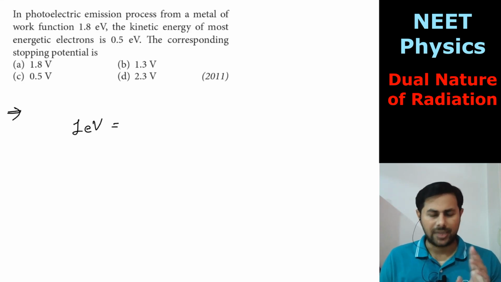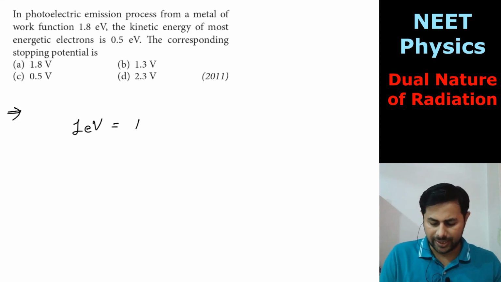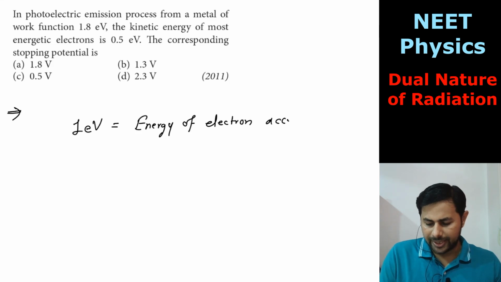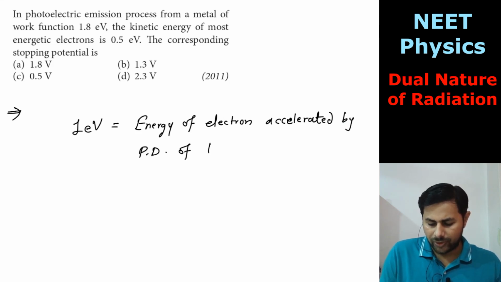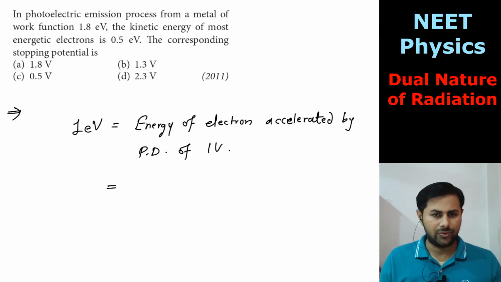If 1 electron is accelerated by a potential difference of 1 volt, it is the energy of the electron accelerated by a potential difference of 1 volt. And how much would that energy be?